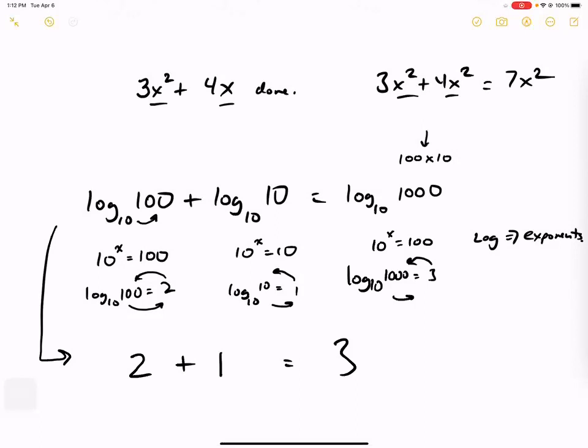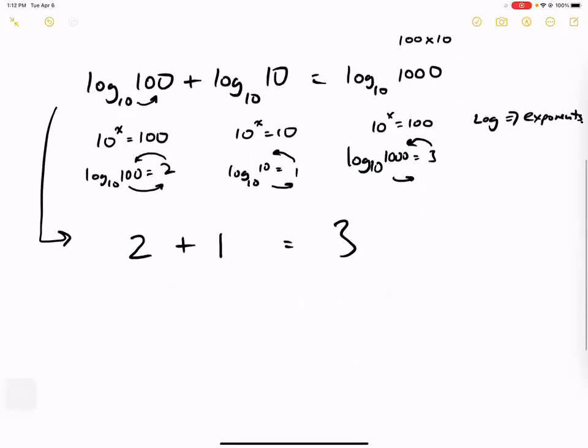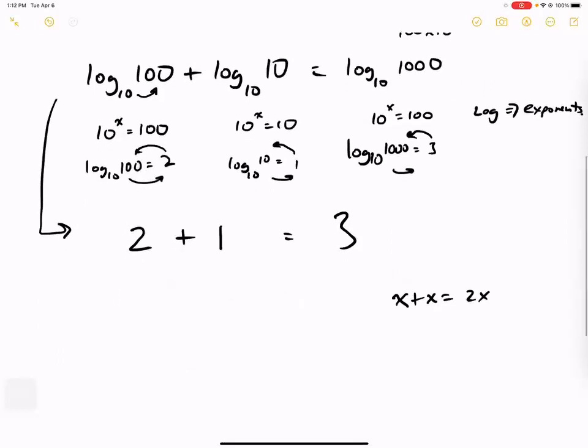Now I'm going to change this up slightly. What if I give you, for instance, x plus x? We know x plus x is 2x, right? Does that also work with logs? Well, let's try it. If I say log base 10 of 10 plus log base 10 of 10. See how these are exactly the same? If we follow our rule, the rule says this is log base 10 of 100, because 10 times 10 is 100.